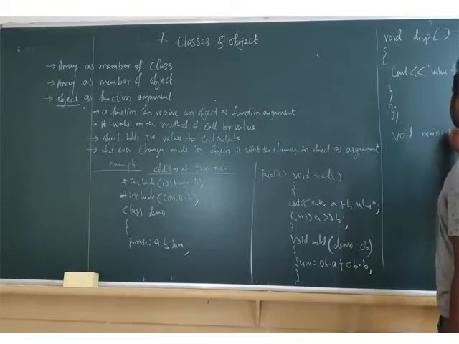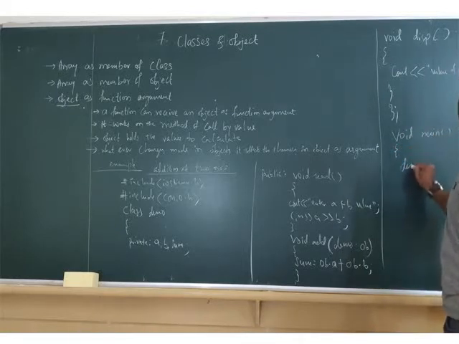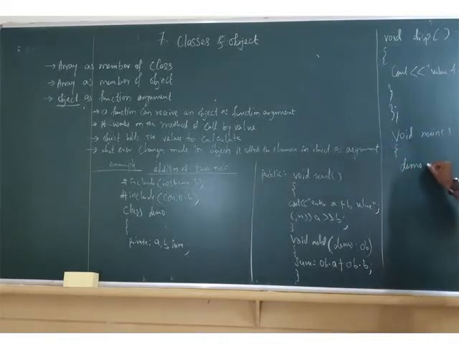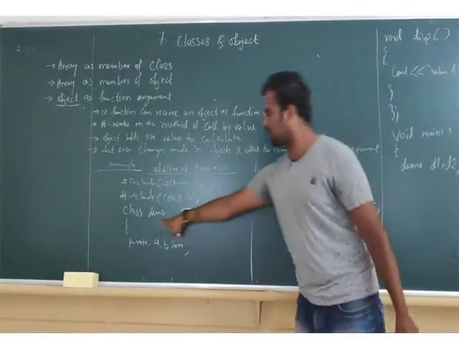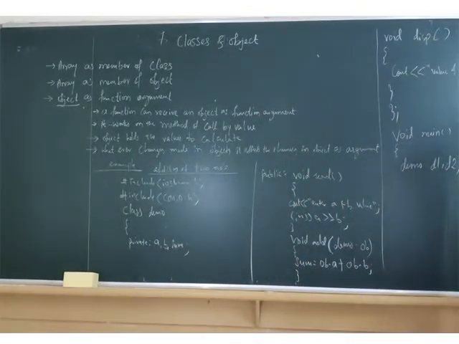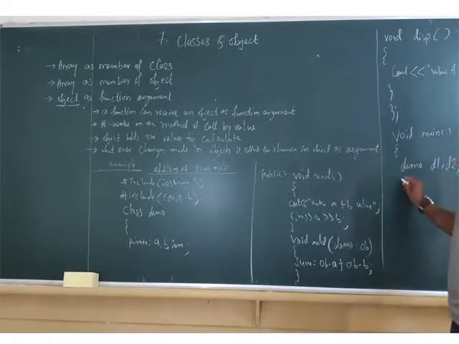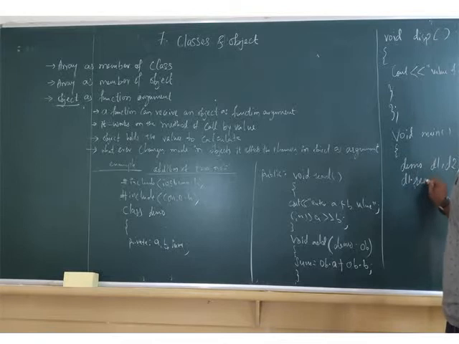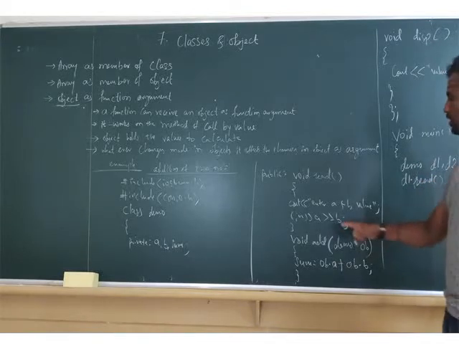In void main, here also we have to create an object. For creating an object, we have the rule: we have to take the class name. See, the class name here is demo. Here also demo. Here also demo. Demo d1, d2. So what will I do? d1 dot read. I am calling the read function.